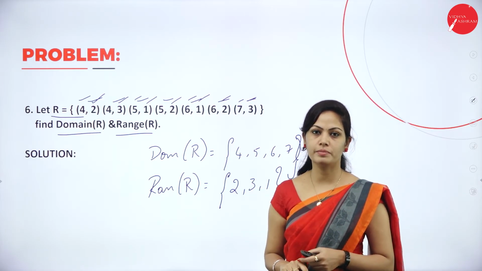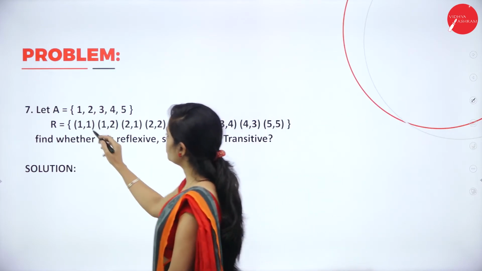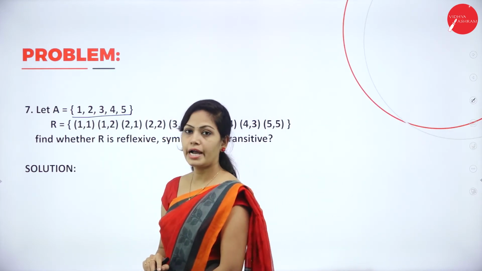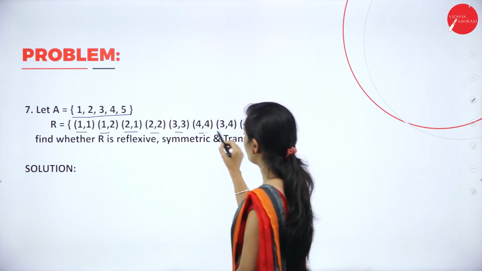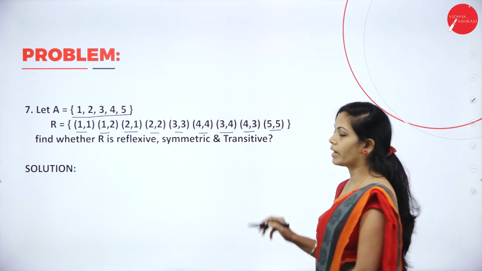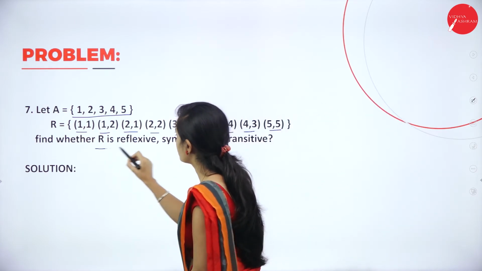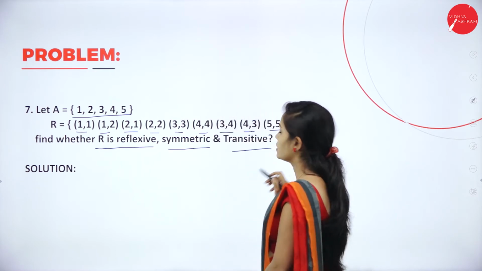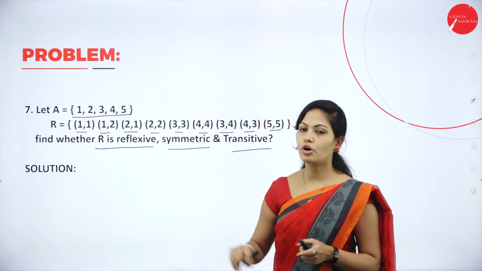That is a 2 marks question. And the next question is, let A is equal to 1, 2, 3, 4, 5 and R is (1, 1), (1, 2), (2, 1), (2, 2), (3, 3), (4, 4), (3, 4), (4, 3) and (5, 5). So here find whether R is reflexive, symmetric and transitive. In my last session I discussed the properties of relation.